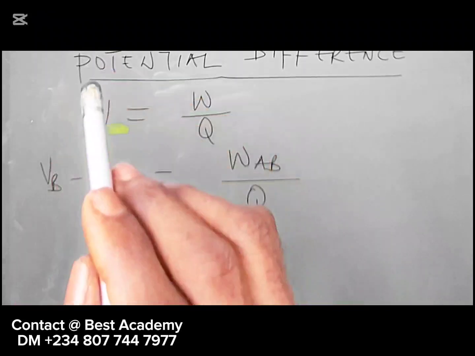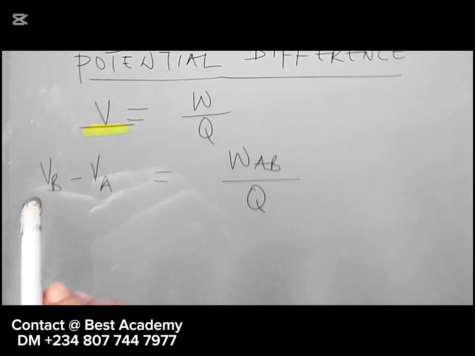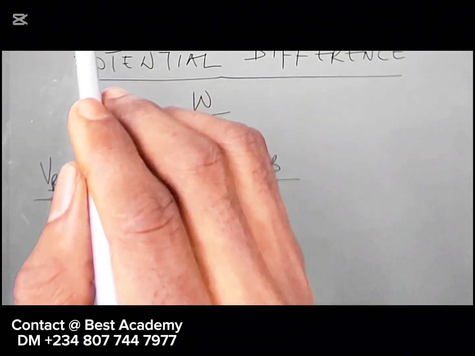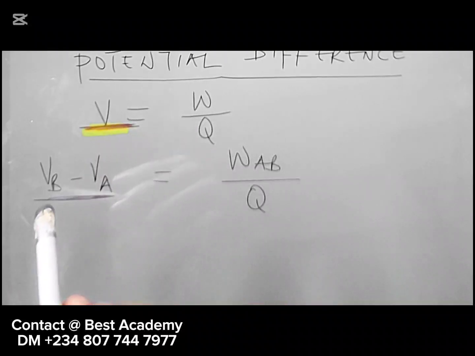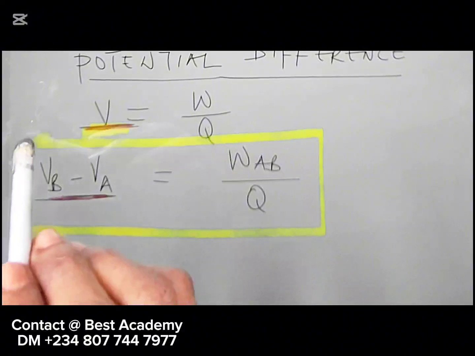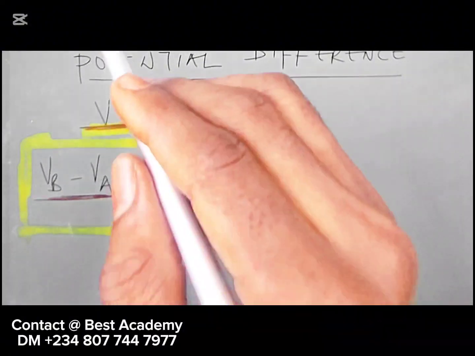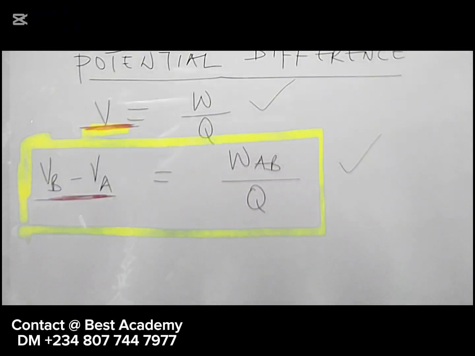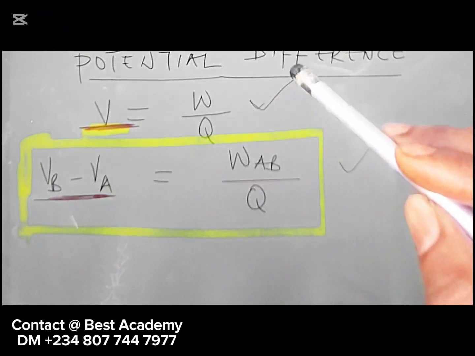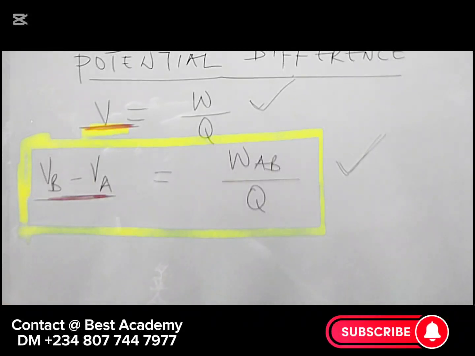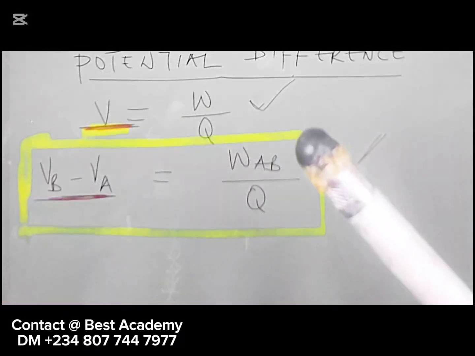So expressing this electric potential in difference is what we call potential difference. The formula for electric potential is the same formula for potential difference. Please take note. The only difference here is expressing potential difference as the difference of the electric potential. It's a kind of confusing.